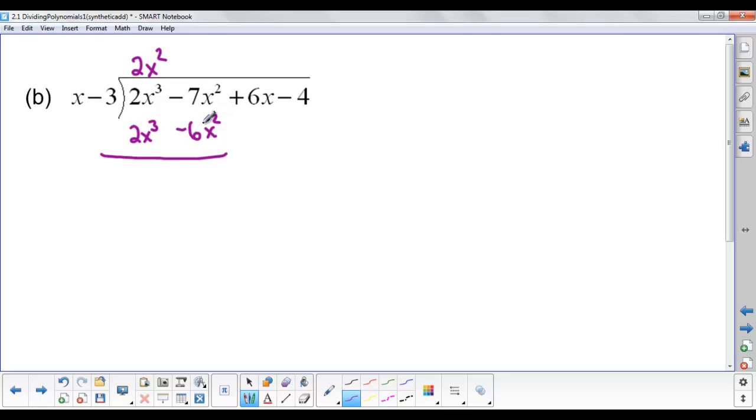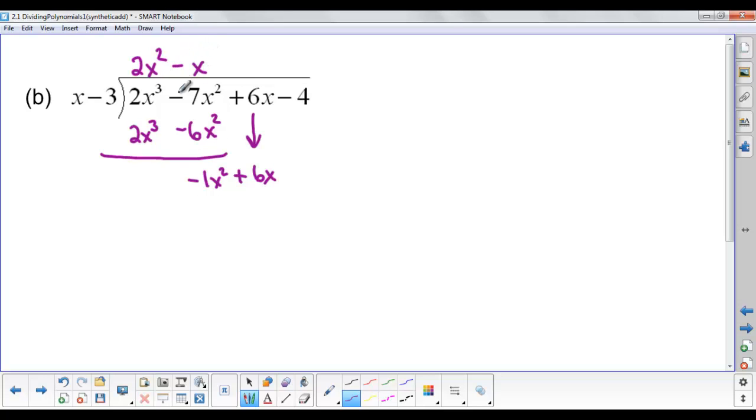Now watch your signs here. Negative 7x squared take away negative 6x squared leaves me with negative 1x squared. And then finally, we bring down the next term. Now compare first terms again. X into negative x squared. So I know I need to multiply this x by negative x to give me negative x squared.